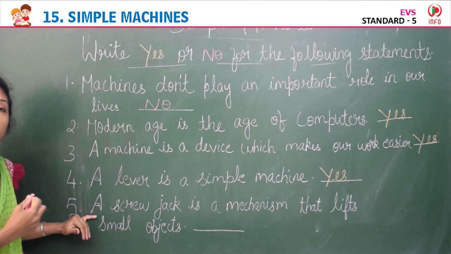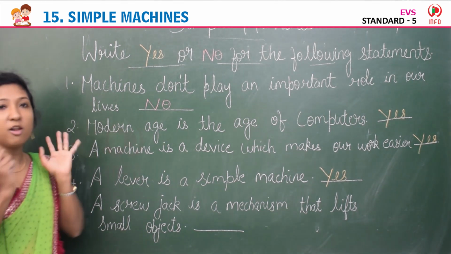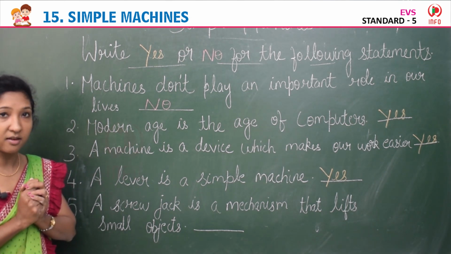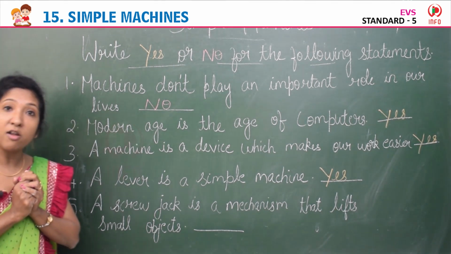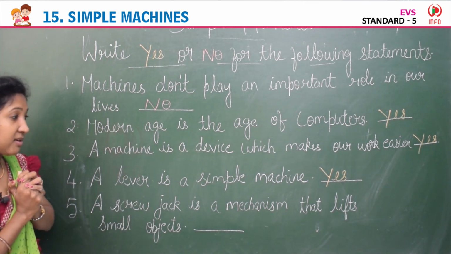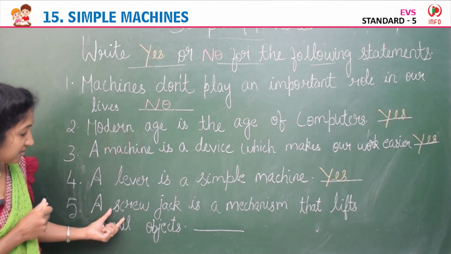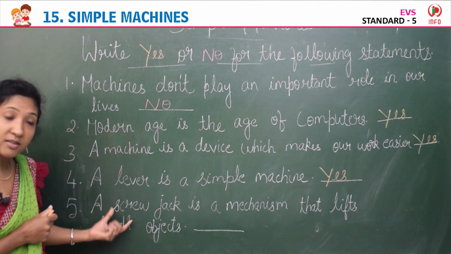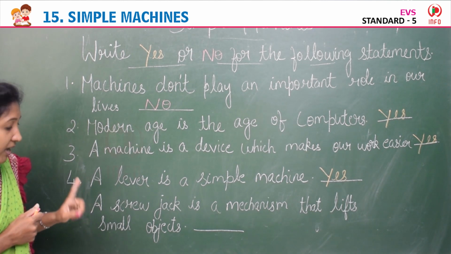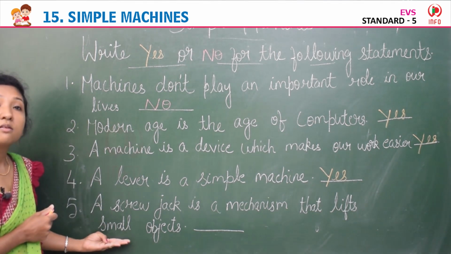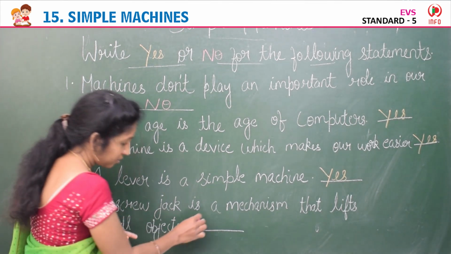Now last but not the least, we say a screw jack is a mechanism that lifts small objects. So you have learned about screw jack. What is the use of a screw jack? Is it used to lift small or heavy? A screw jack is a mechanism that lifts heavy objects. Actually it is heavy. So the given statement is wrong. So the answer is no.